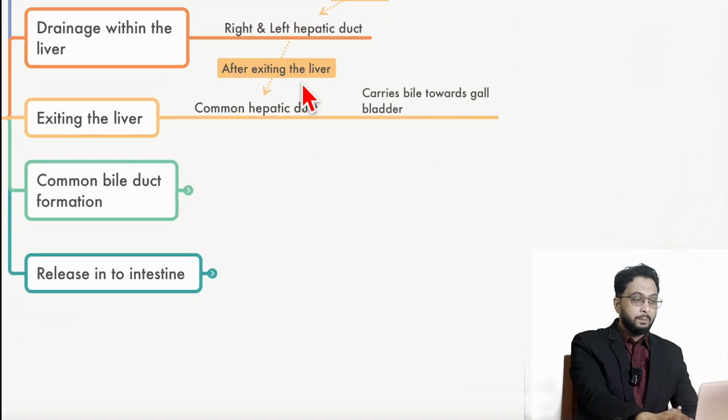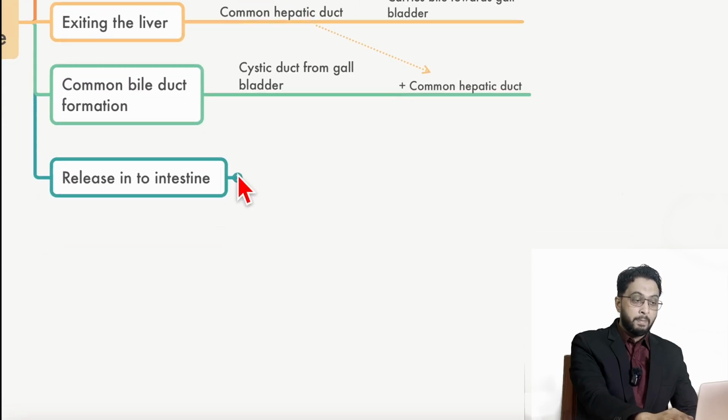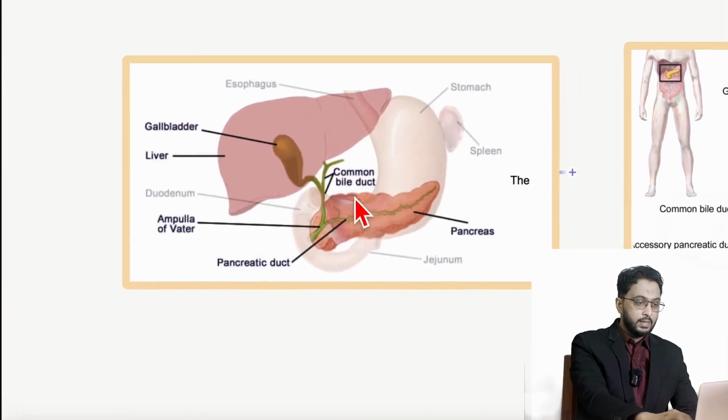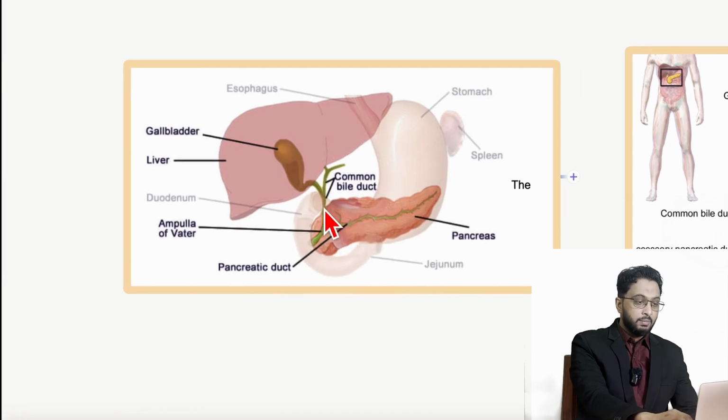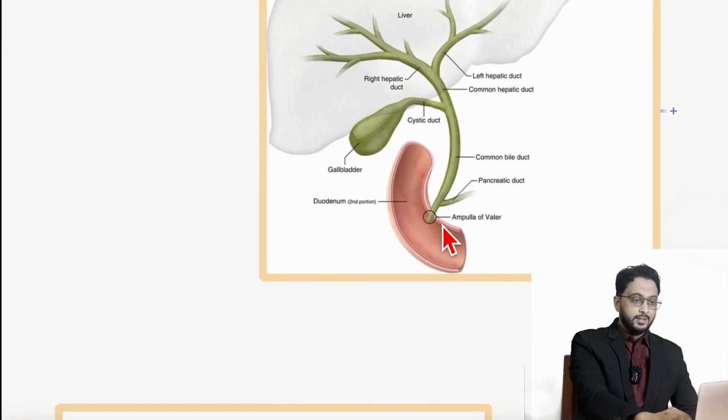So there is a common hepatic duct, which we said just now carries the bile to the gallbladder. Then comes the formation of the common bile duct, where the cystic duct from the gallbladder, which I showed you, combines with this common hepatic duct. You get the common bile duct, and finally it releases into the intestine. As I've told you, the ampulla of Vater. I'll explain the structure later on, but this is the ampulla of Vater.